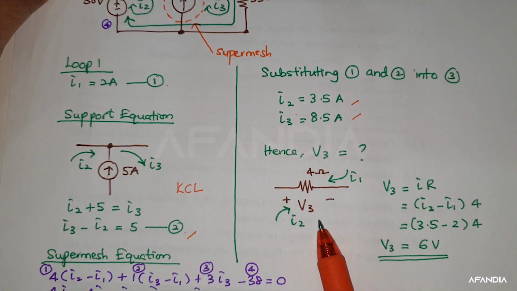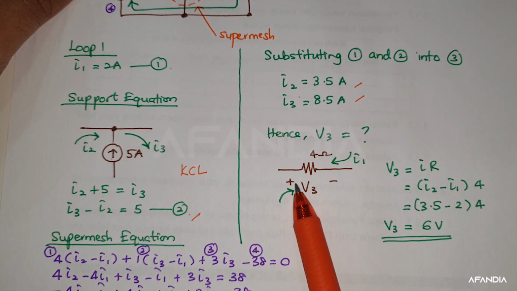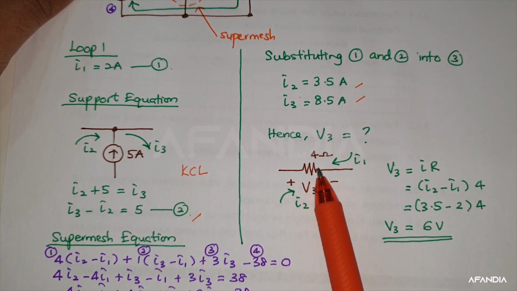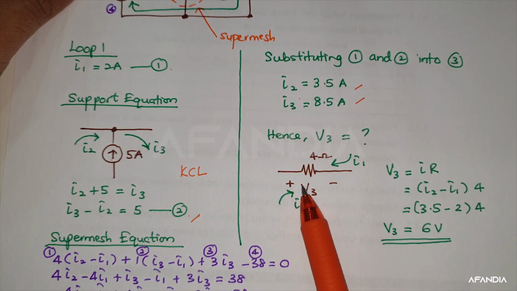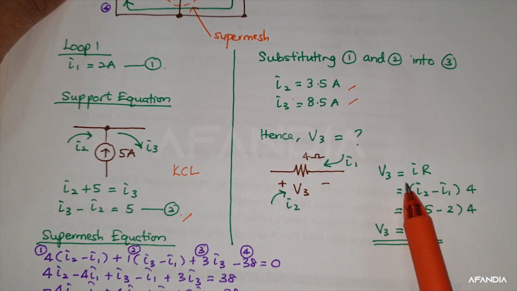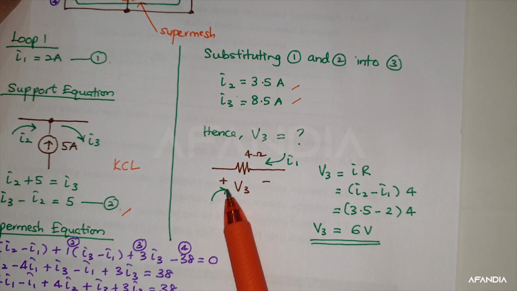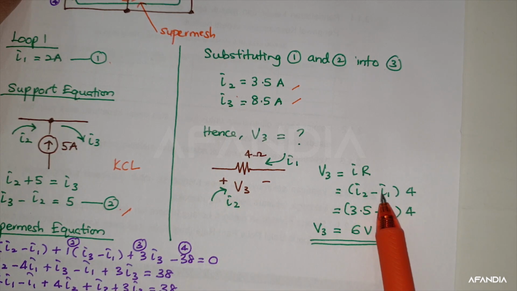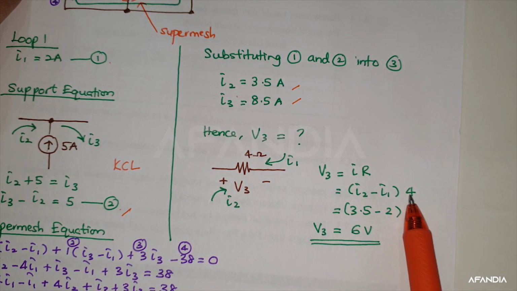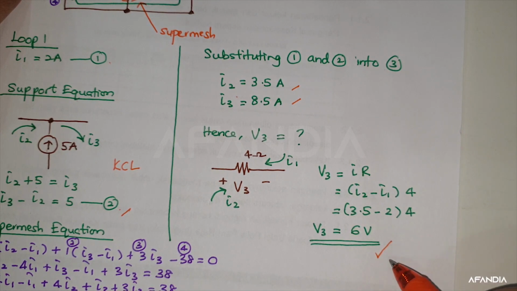So you must remember you need to redraw something like this to make it very, very clear what the currents flowing are. For example, this is your voltage drop in the 4 ohm resistor. You have current I2 flowing in this direction and I1 in this direction. You must remember V3 equal to IR. So what is your I? I2 entering the positive terminal minus I1 in this way, multiplied with 4. So finally, what you can get is V3 equal to 6 ohm.